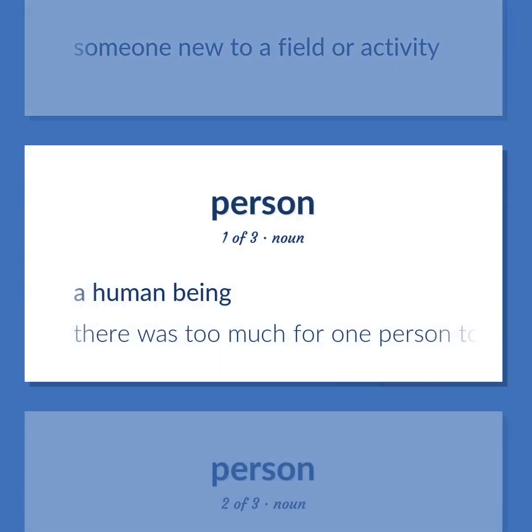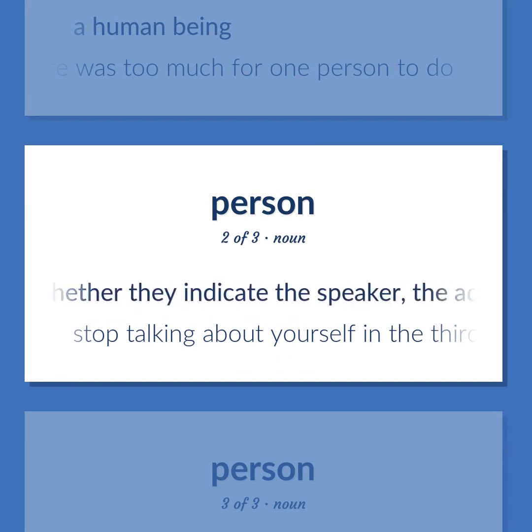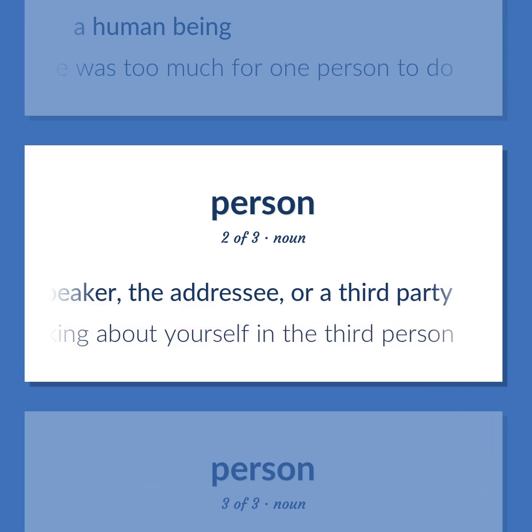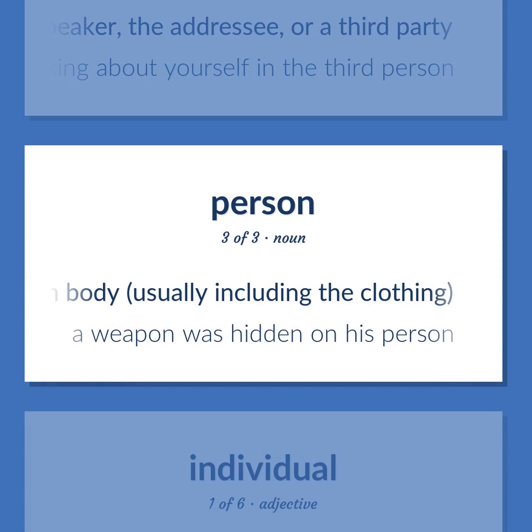A human being. There was too much for one person to do. A grammatical category used in the classification of pronouns, possessive determiners, and verb forms according to whether they indicate the speaker, the addressee, or a third party. Stop talking about yourself in the third person. A human body, usually including the clothing. A weapon was hidden on his person.